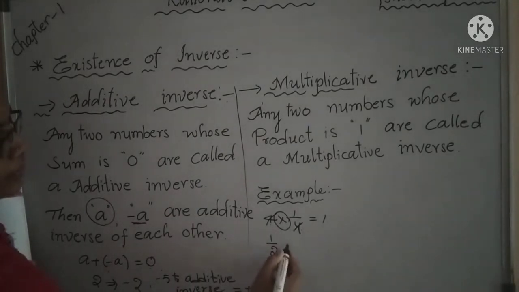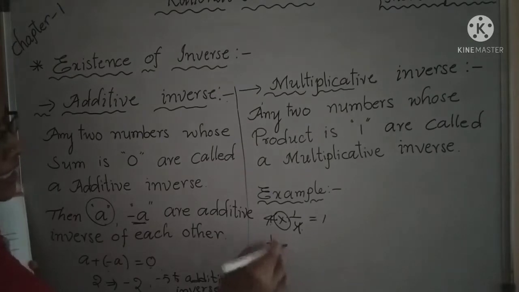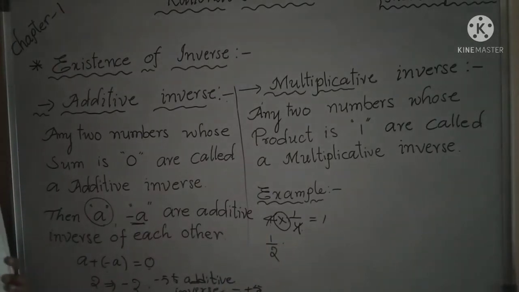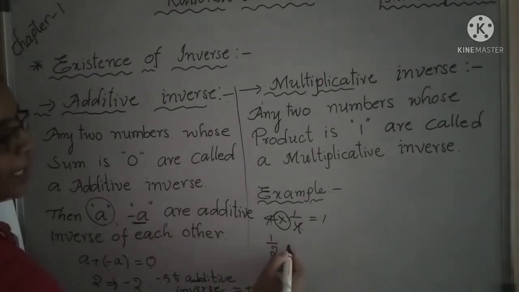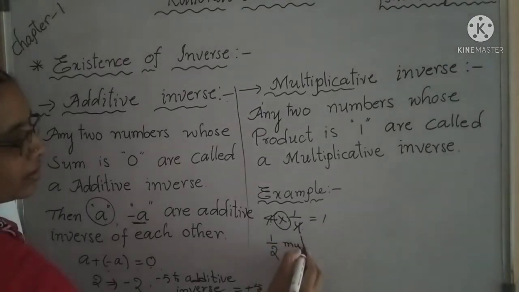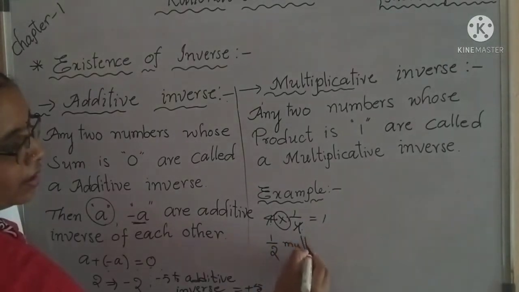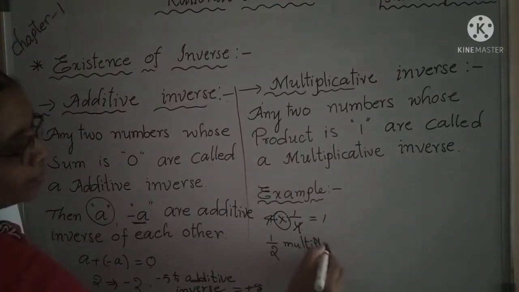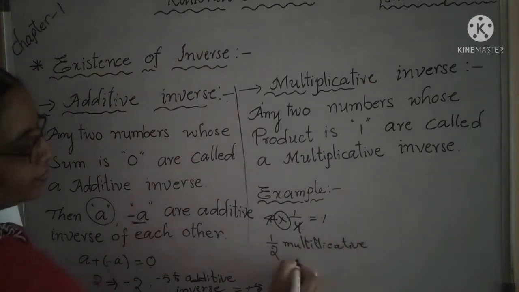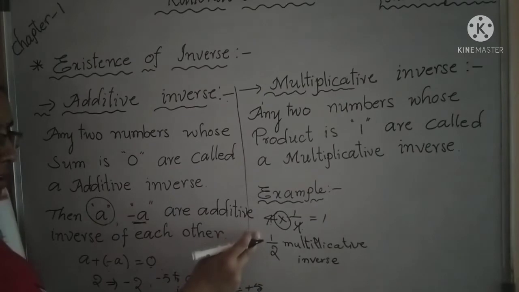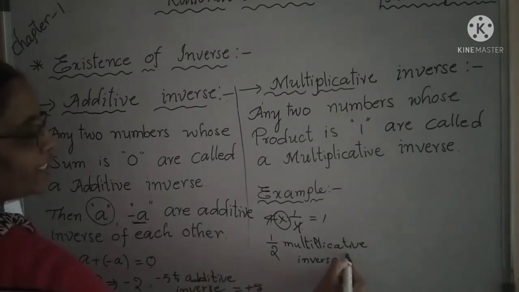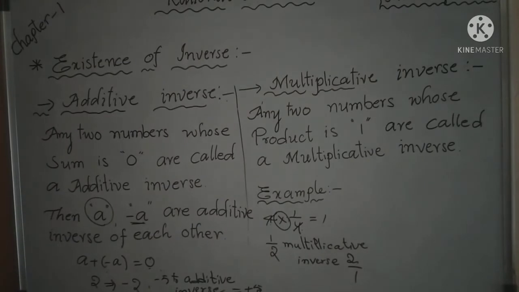For example, 1 by 2. What is the multiplicative inverse here? Multiplicative inverse and reciprocal are both the same. So the multiplicative inverse of 1 by 2 is 2. Multiplicative inverse means change the denominator and numerator. So it is 2 by 1. Understand here? So the product is 1.